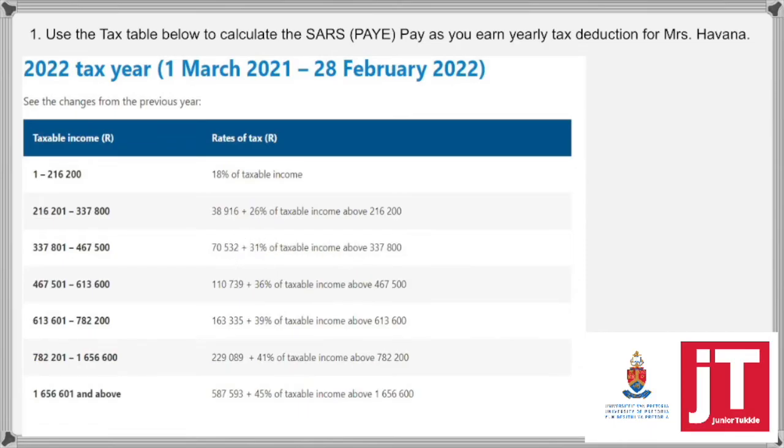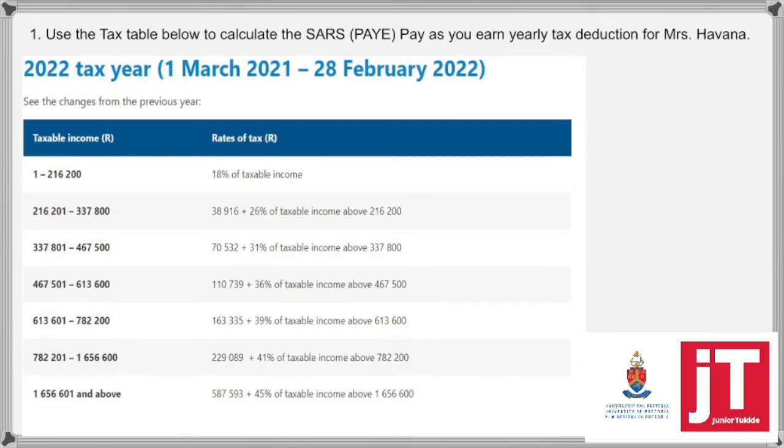And then you add it to the 70,532 Rand to get your total tax for the year. And that is how all of these work. So the more you earn, the more you pay. And yes, we all feel that tax isn't fair, but it's part of life. So we all have to pay our taxes.